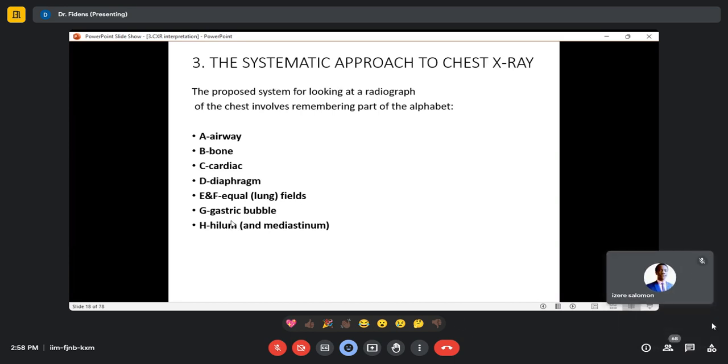H is for checking the hilum. Remember the location of the hilum. The left one is a bit higher than the right one. You check the shape of the hilum, and the hilum, let's check the size.